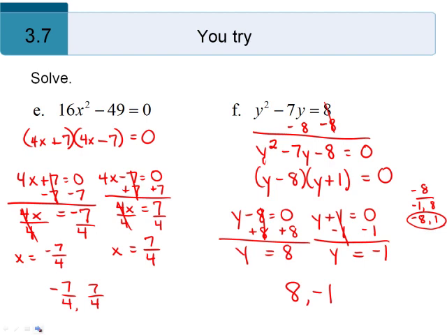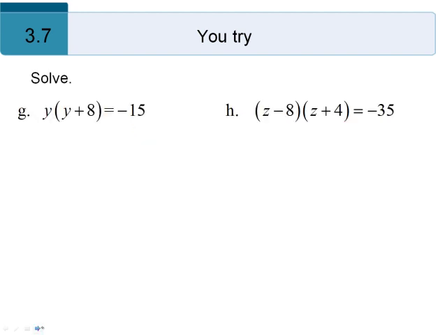Alright, I think we have a couple more. Oh yeah, yuck. Well, I mean not yuck, not too bad. G is not too bad. H is disgusting, but that's okay.